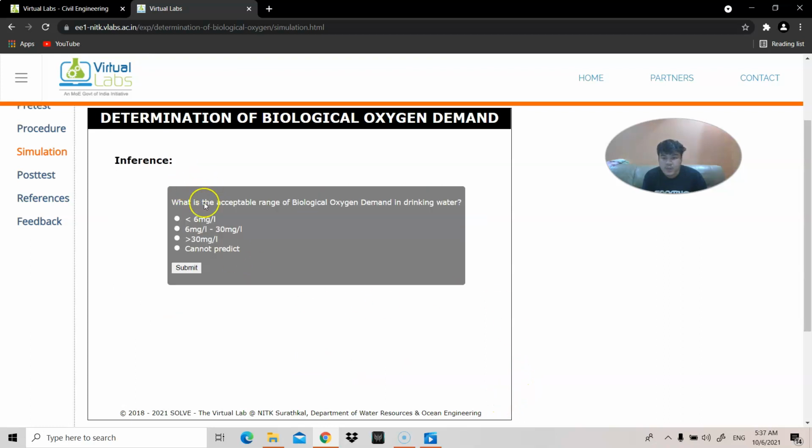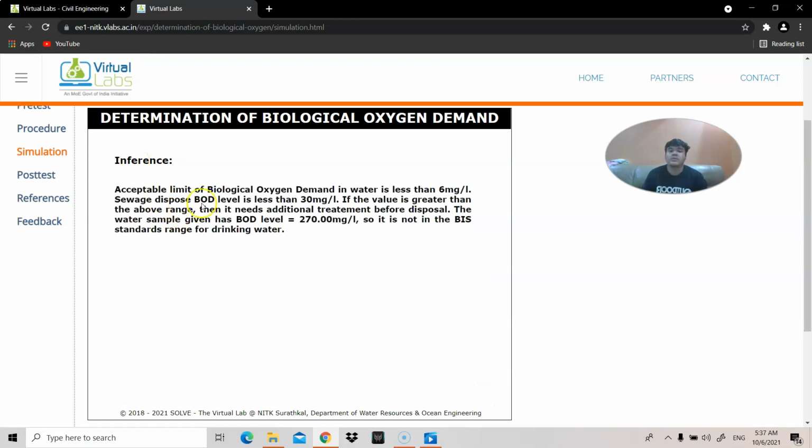Next, what is the acceptable range of biological oxygen demand in drinking water? Less than 6 mg per liter. The acceptable limit of biological oxygen demand in water is less than 6 mg per liter. The sewage disposal BOD level is less than 30 mg per liter. If the value is greater than the above range, then it needs additional treatment before disposal.